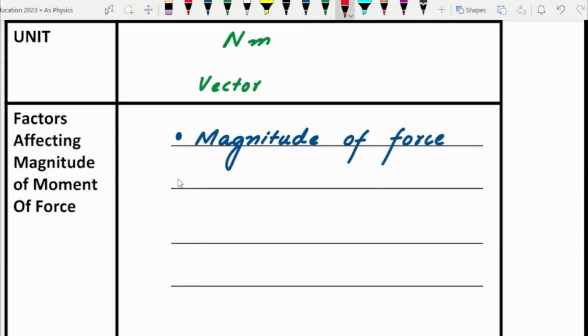The next thing that affects the moment of force is the perpendicular distance from the pivot. And the third thing is, students generally memorize the first two and they forget the third one. It is the angle at which the force is applied.